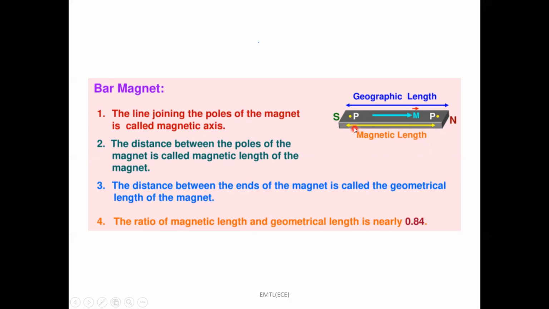And the distance between the ends of the magnet is not the poles. When you observe the figure, the pole strength is just in front of the ends. So the distance between the ends of the magnet is called the geometrical length of the magnet. The ratio of the magnetic length and geometrical length is equal to 0.84.